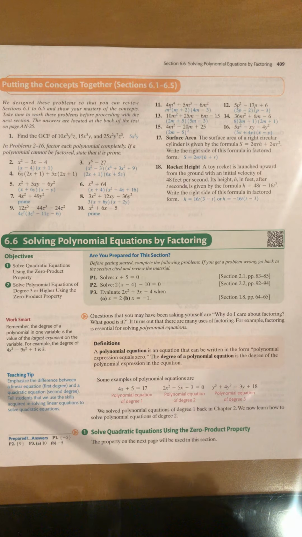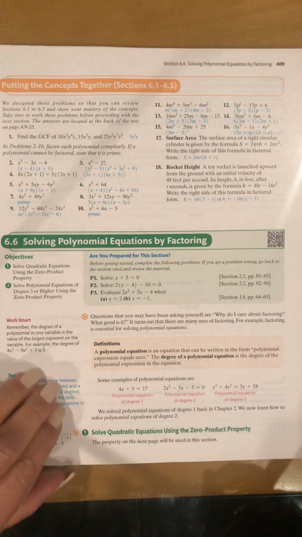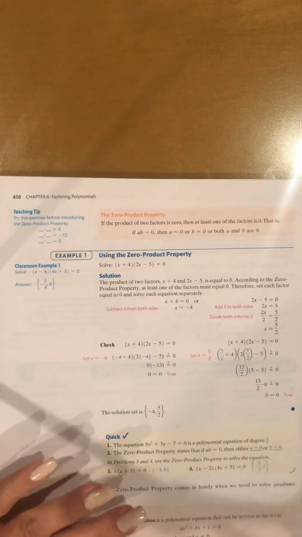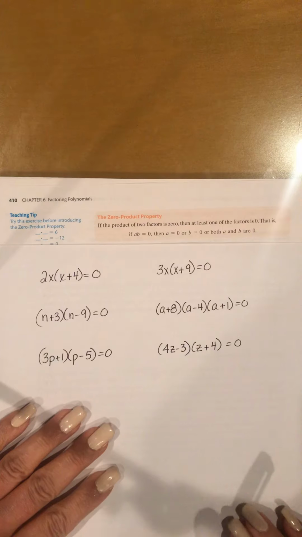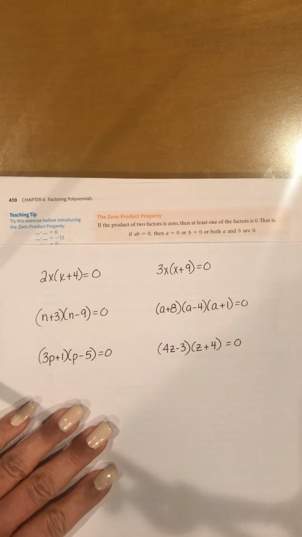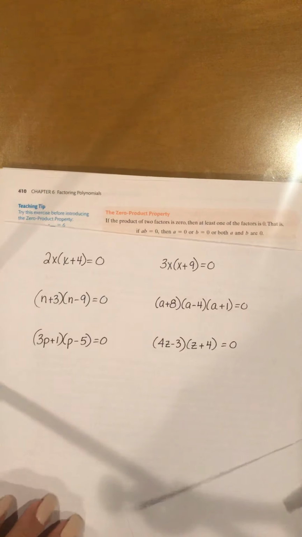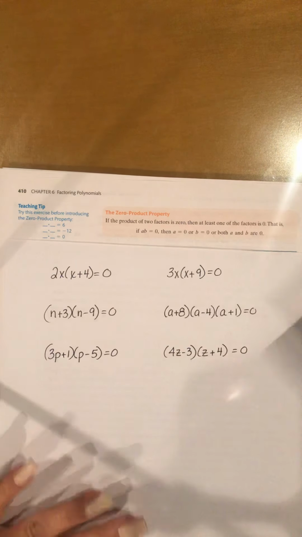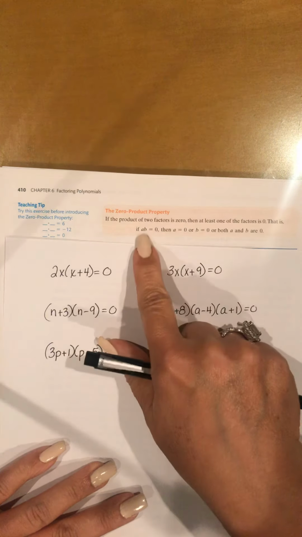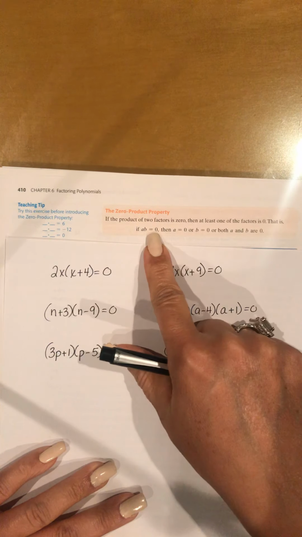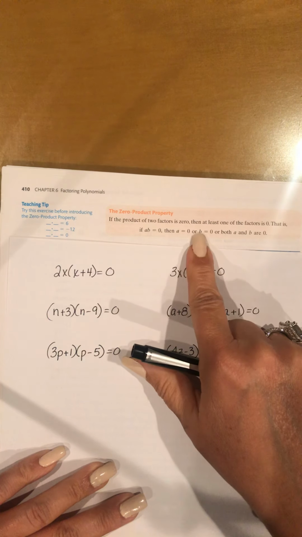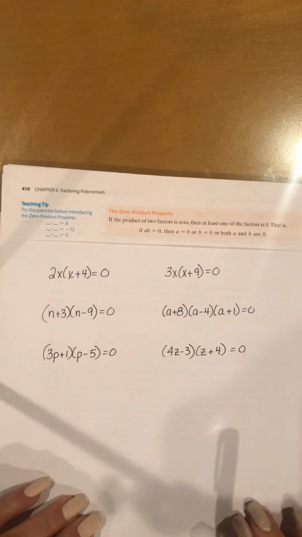Okay, so what you're going to do is first learn about the zero product property. The zero product property says if you have two or more numbers being multiplied together, one of them has to be equal to 0. So two or more numbers being multiplied together that equals 0, one or the other has to equal 0, or both. So here's some examples.